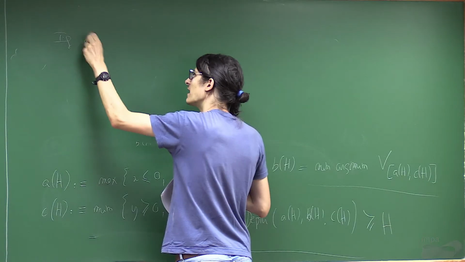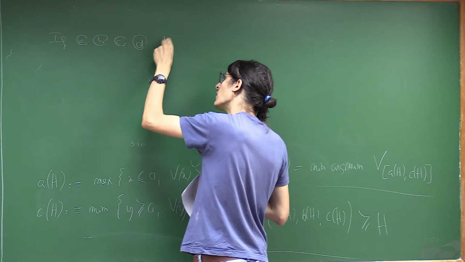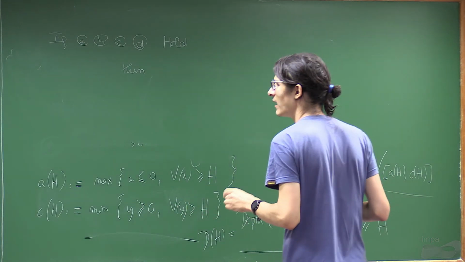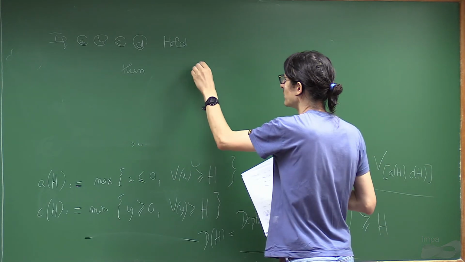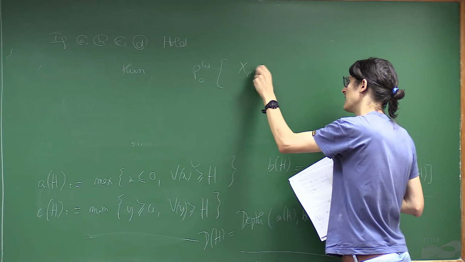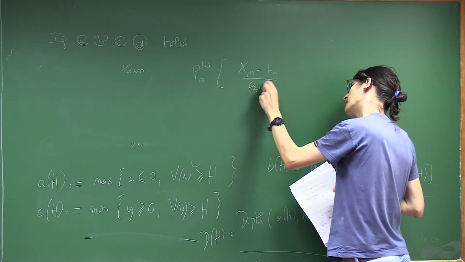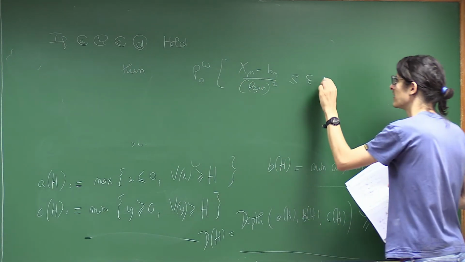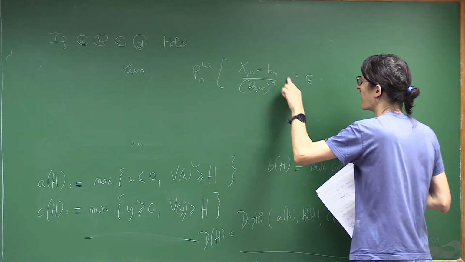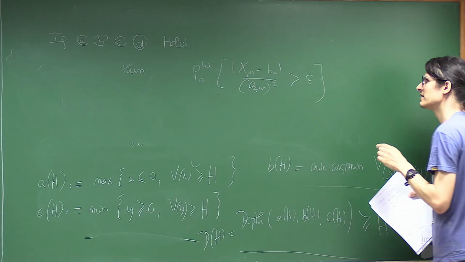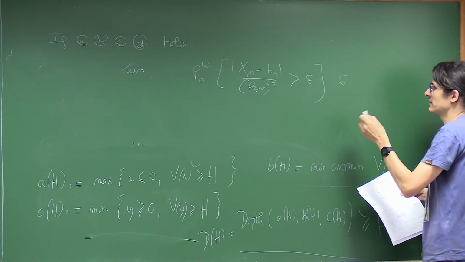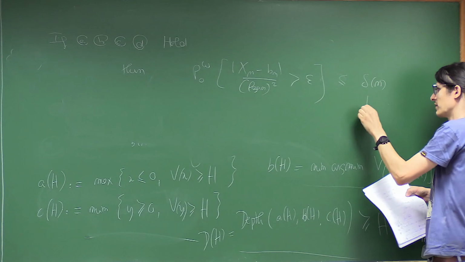if A, B, C, D hold, then P_0 omega that |X_n minus b_n| over log n square is smaller than epsilon is smaller than something that, well, goes to 0.